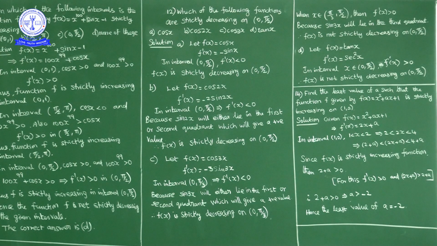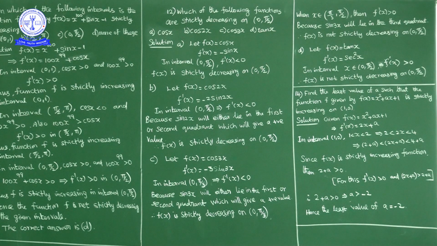Now the third part, f of x equal to cos 3x. Cos 3x derivative is minus sin 3x into 3, so f dash of x equal to minus 3 sin 3x. Now x belongs to 0 to pi by 2, so 3x belongs to 0 to 3 pi by 2.